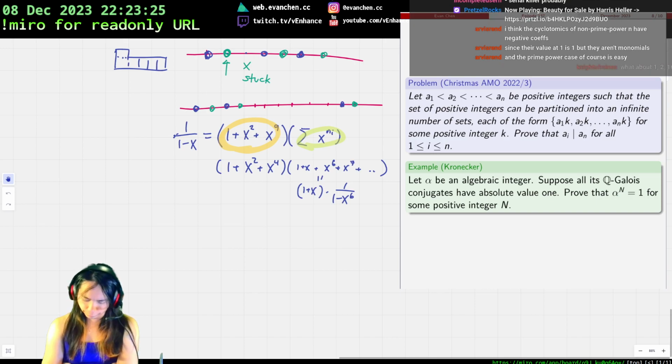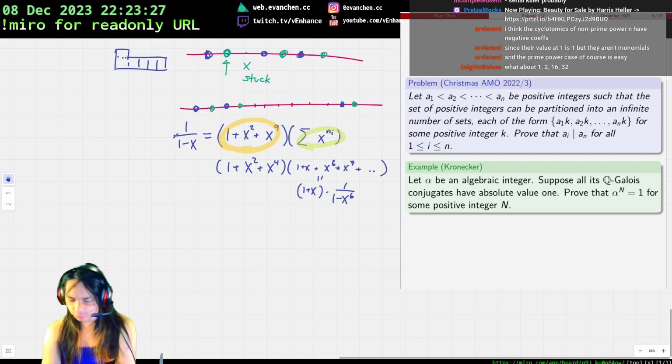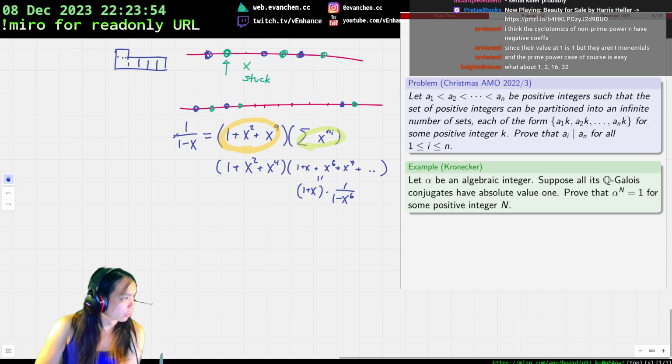But also, if it's the product of some cyclotomic polynomials, then it's also true that all the roots are exactly nth roots of unity. So in principle, do you get some sort of periodicity? It seems like it should suggest that you have some really good periodic structure.